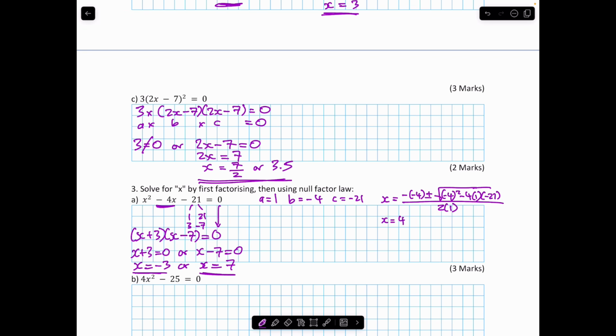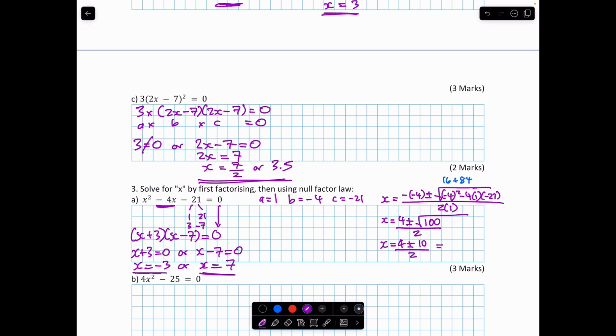Negative negative 4 is 4, plus or minus the square root of 16. So do some extra working up here. 16. Negative 4 times by negative 1 is negative 4, 4 times by 21, 16 plus 84 at the top. So under the square root is going to be 100. 2 times 1 is 2. X is equal to 4 plus or minus the square root of 100, which is 10, over 2.